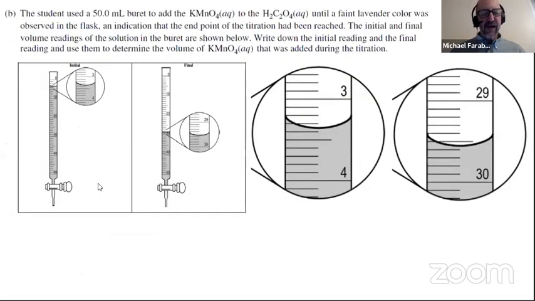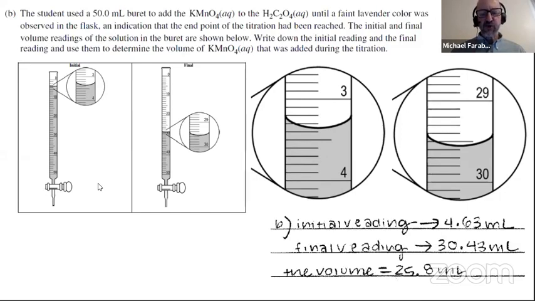All right, we have a new question, and we're focusing on the burette readings. Write down the initial and the final reading and use them to determine the volume. So I will show you the student's answer, which we already know is incorrect. And then you can take a look about what they did wrong and how you would answer this question. So here is the student's answer.